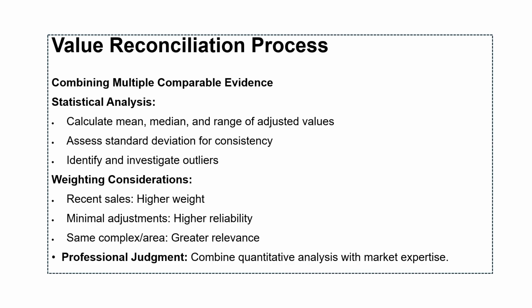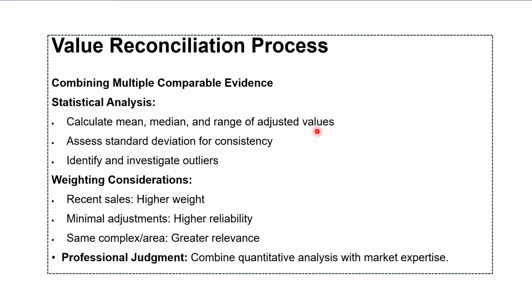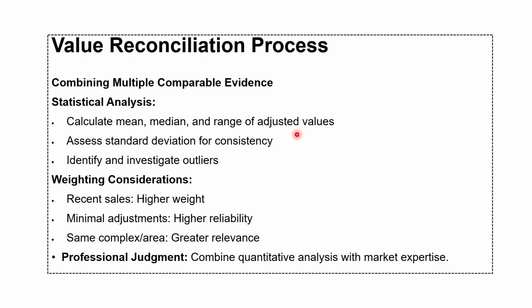So, value reconciliation represents the final analytical step where multiple comparable evidence is combined into a single value conclusion. This process requires statistical analysis, which provides an objective framework for combining multiple value indicators. Calculating the mean, median and range of adjusted values reveals the central tendency and dispersion of our market evidence. Standard deviation calculation helps assess the consistency of our comparable evidence and identify potential outliers requiring investigation.